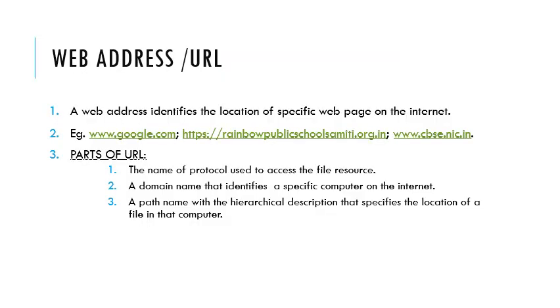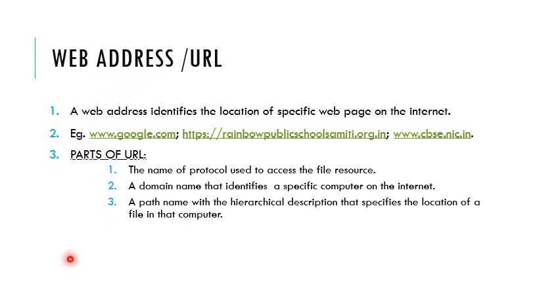So coming to the web address or the uniform resource locator, we have seen by the example of the previous slide what a website looks like. In the previous case, we saw the case of Rainbow Public Schools Samiti .org.in, and it identifies the location of a specific web page on the internet. So that is essentially the address of the website.